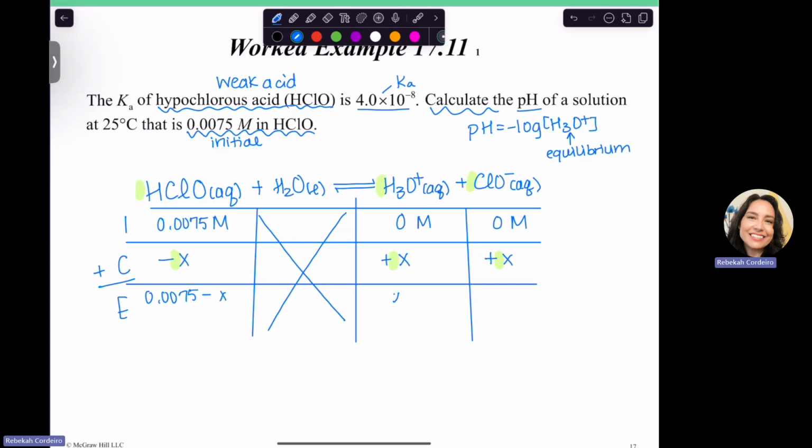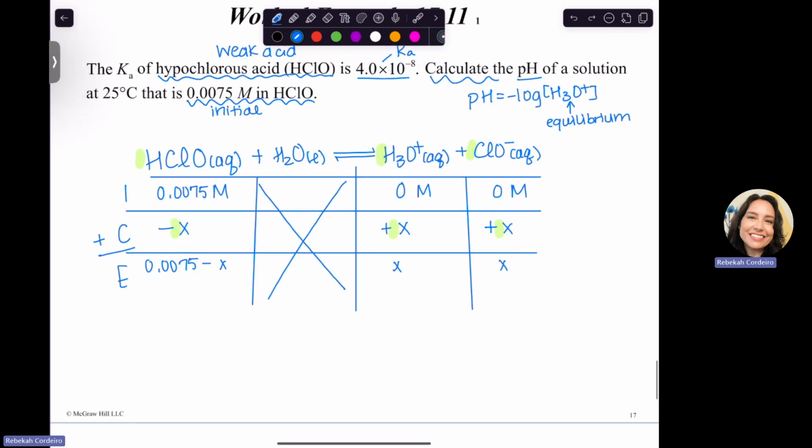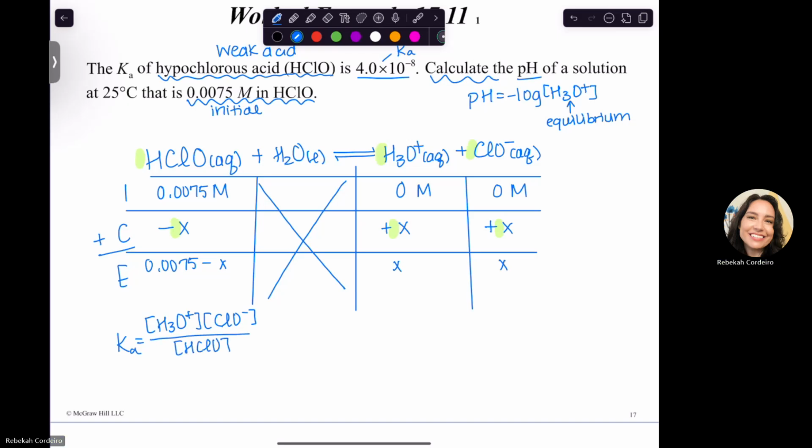Now I missed a step that I would like you to make sure you always do. If you see K, let's write that equilibrium expression. We had to write the reaction, maybe that's why I forgot that for a second. But we do need to write our K expression. So K is equal to hydronium, and we can say this is Ka because it's an acid, times hypochlorite over hypochlorous acid. And then we can plug in our E values. So we have X times X over 0.0075 minus X.